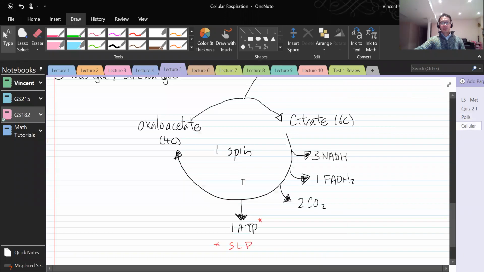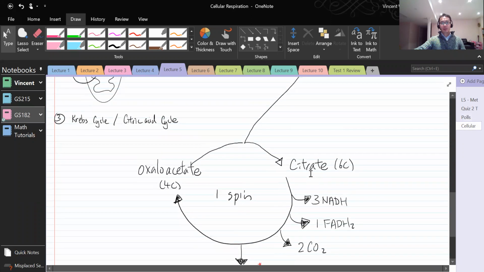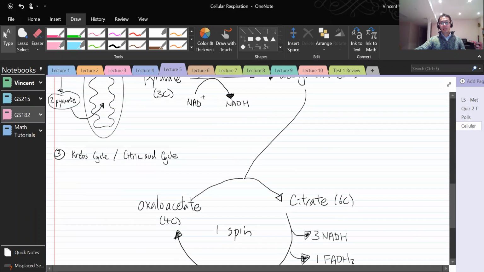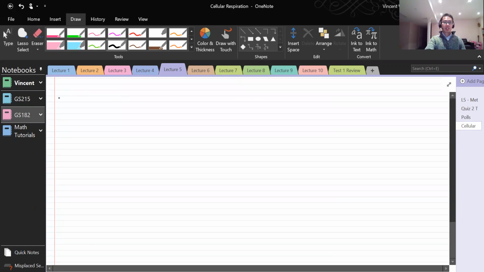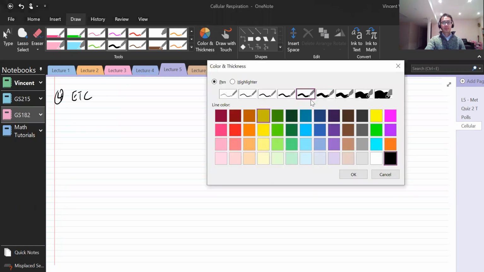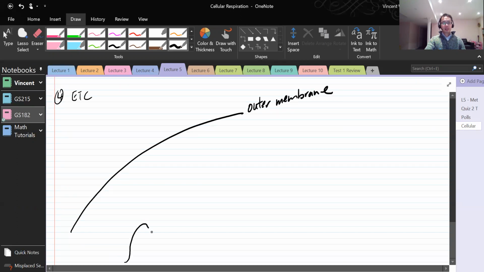Okay, let's go back to here. Let's take a look at what happens to all these energy carriers. We have been producing them along the way. What are we going to do with them? So this is going to be step number 4, the electron transport chain. This is going to be the outer membrane of the mitochondria. And then we're going to have the inner membrane that's folded up into the cristae.